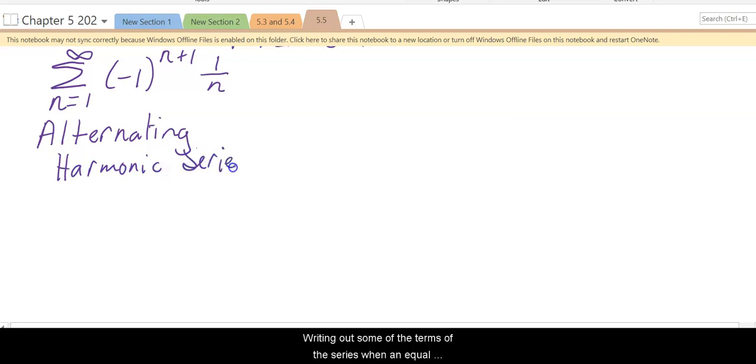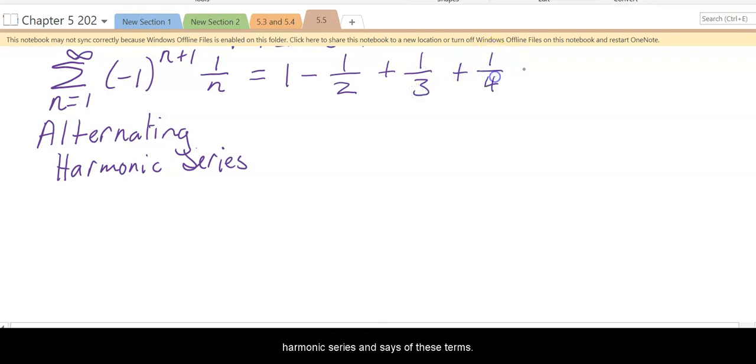Writing out some of the terms of the series, when n = 1, we know that the power on the -1 would be even, so it will come out positive, which means the first term is 1/1 or 1. The second term will have an odd power on the -1, so it will be negative, and the fraction will be 1/2. Continuing in this fashion, we can see that the alternating harmonic series consists of these terms.